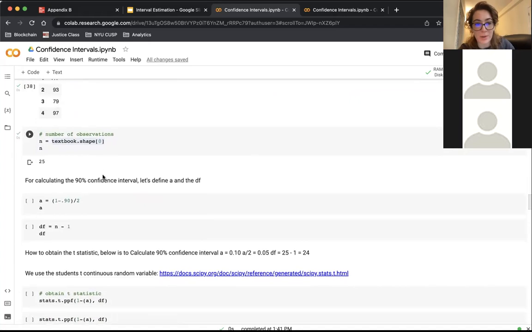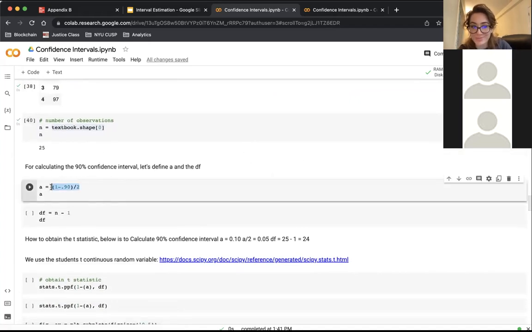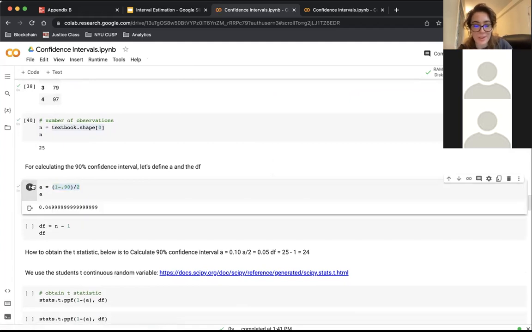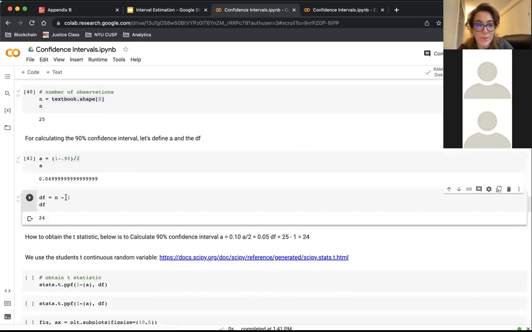For calculating the 90% confidence interval, we use that same exact thing that we've been talking through, dividing that by 2 to get alpha. If you wanted to use the table, you could just use the 0.10 instead of doing this, but it would be equivalent. When we're using the degrees of freedom, we take the number of observations minus 1.